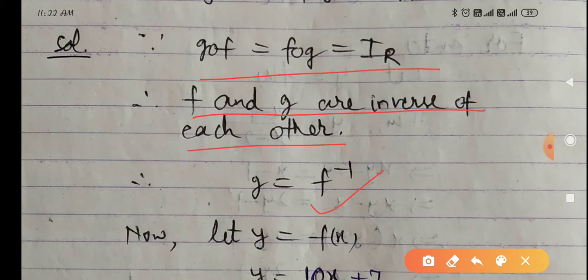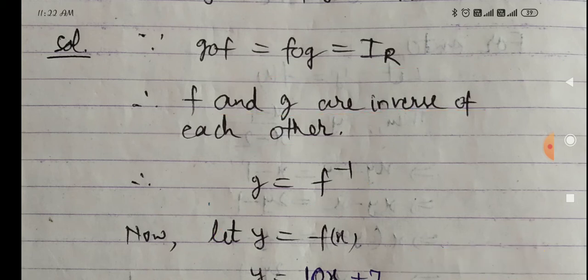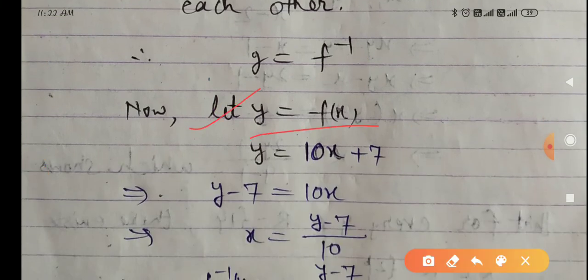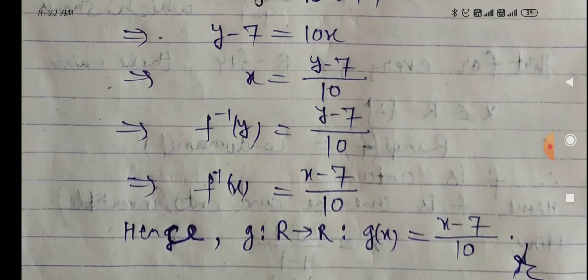g equals f inverse, because you have to find function g. So if you find f inverse, function f is given, its inverse you find, that will be function g. So let y equals f(x). You can see y equals tan x plus 7. So y minus 7 equals tan x. When y minus 7 equals tan x, then x equals tan inverse of (y minus 7). Replace x by f inverse y. So f inverse y equals tan inverse of (y minus 7).